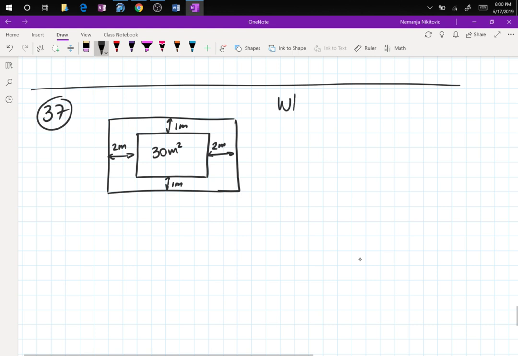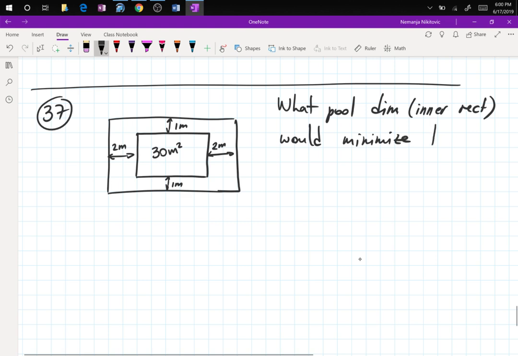So what pool dimensions, which is the inner rectangle, would minimize the combined area?